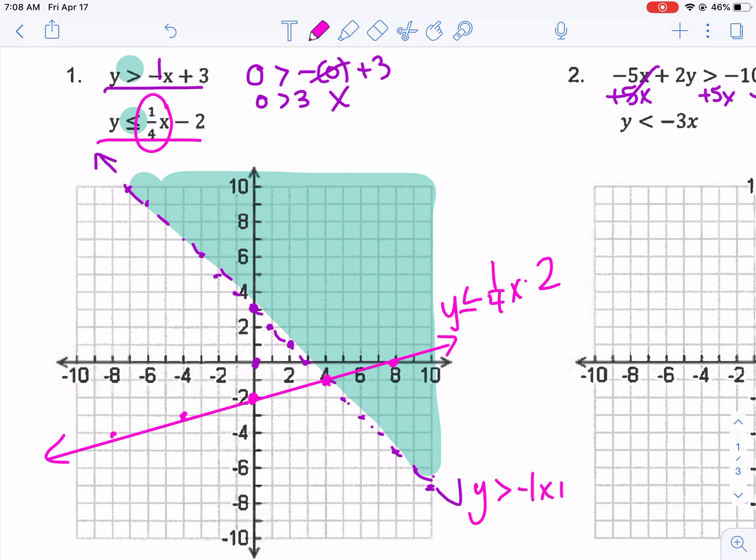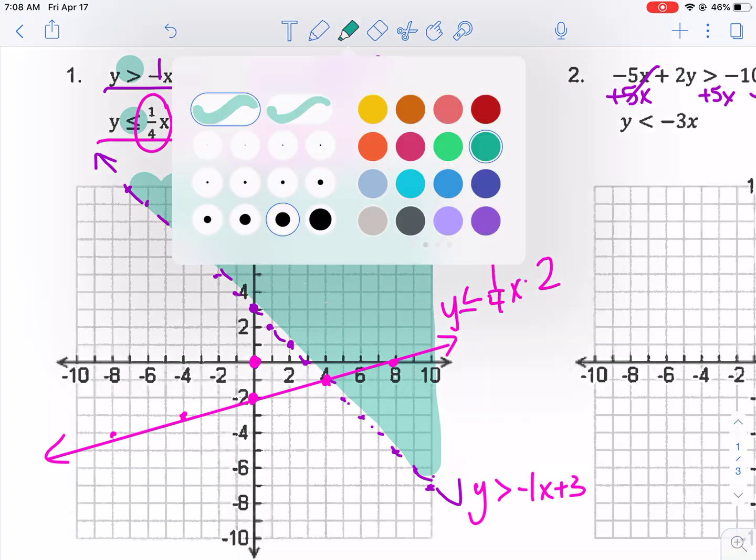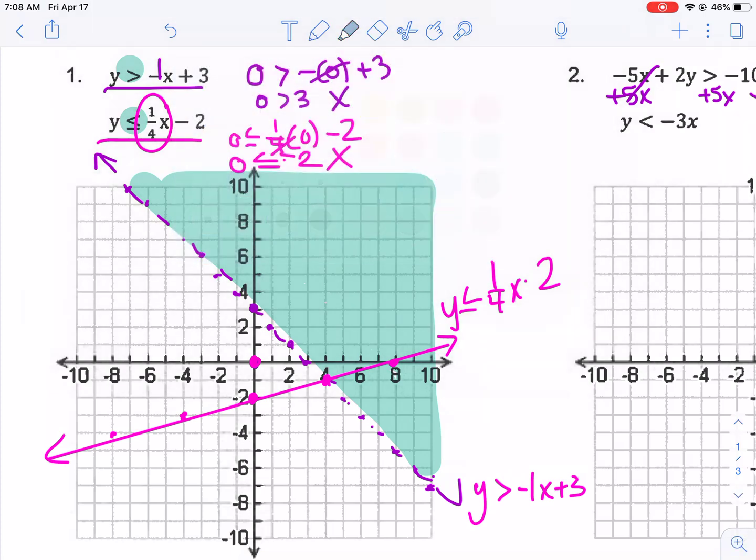All right. Now, where are the solutions for the second inequality? Well, once again, I can test the point 0, 0. So 0 is less than or equal to 1/4 times 0 minus 2. All right, 1/4 times 0 goes away. 0 is less than or equal to negative 2. True? No, it's not true either. So my solutions, and I'll change colors here, are down below.